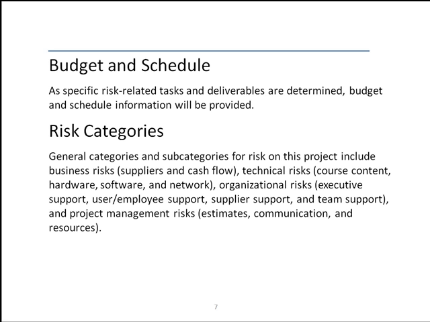You put your risk into certain categories. General categories and subcategories for risk on this project include business risk, in other words, supplier and cash flow; technical risk, such as course content, hardware, software, and network; organizational risk, such as executive support, user and employee support, supplier support, and team support; and finally project management risk, the estimates, communication, and resources. So you can put your different risks into these categories.